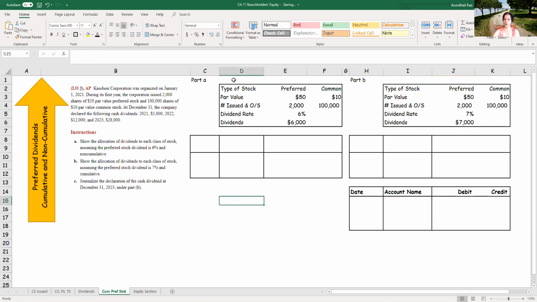Now, what's the notable difference between these two? In part A, they're telling us they're non-cumulative. In part B, they're telling us they're cumulative. So what does that mean? Part A, non-cumulative; part B, cumulative.